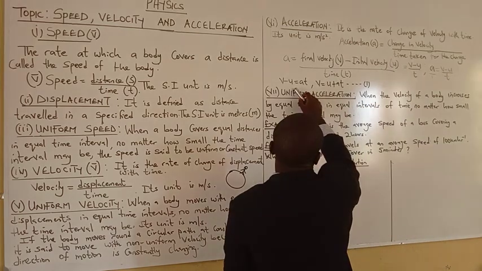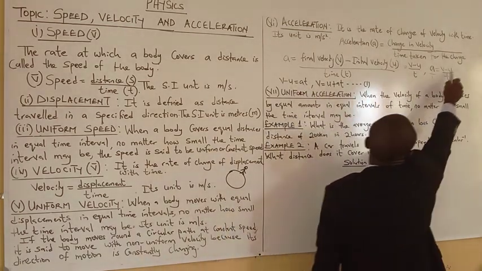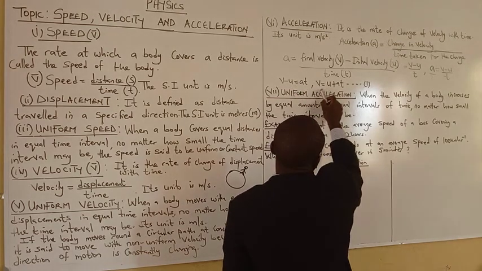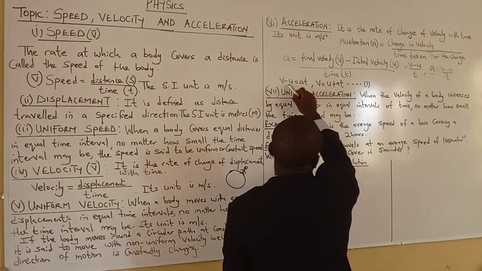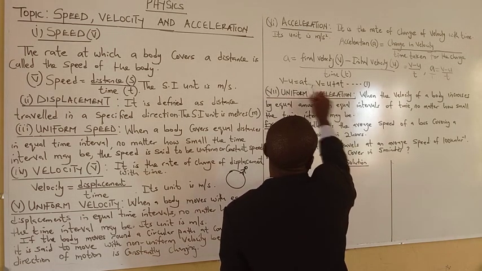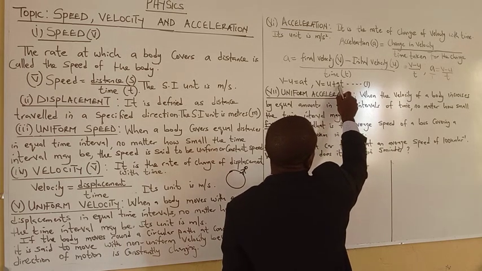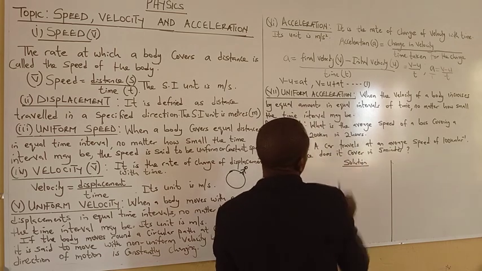You cross multiply. V minus U times 1 gives you V minus U equals AT. Collect the like terms. We want to make final velocity the subject of the formula. V equals U plus AT. A stands for acceleration, T time taken, U initial velocity, V final velocity.